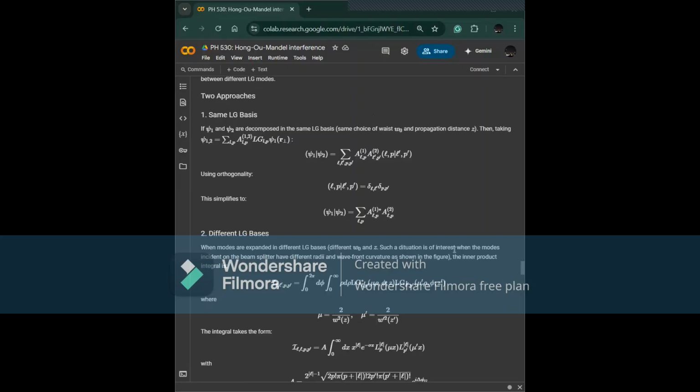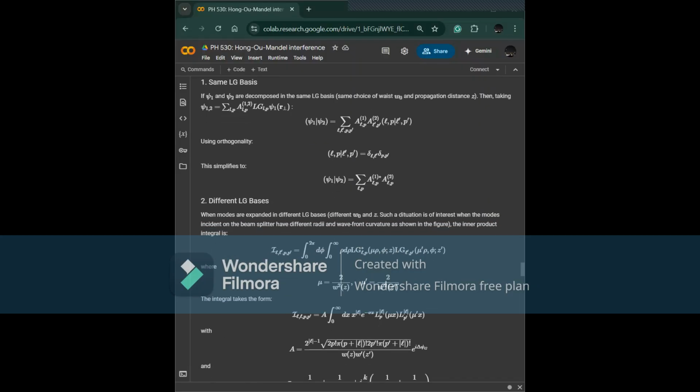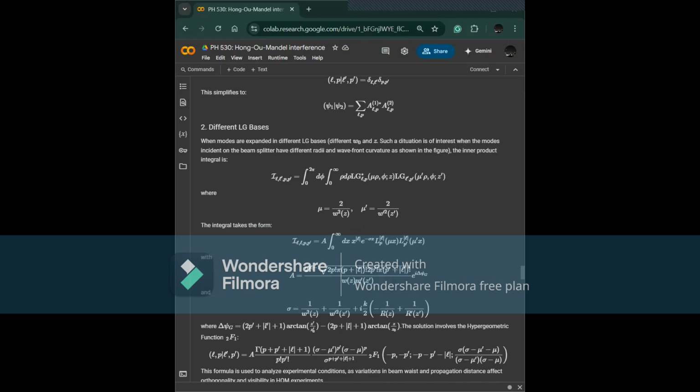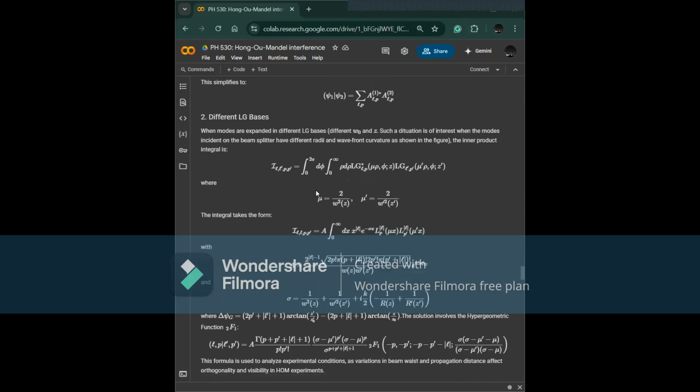which is because of the mismatched w naught or z, leading to a non-trivial integral solved via the hypergeometric function. So for mismatched beams, the overlap becomes a complex radial angular integral. While solving the integral, there are two key steps. One is the azimuthal integration, which is this section over here, and which yields the delta l l dash enforcing OAM conservation.